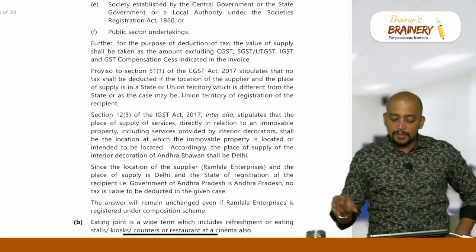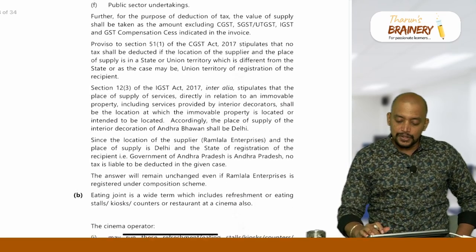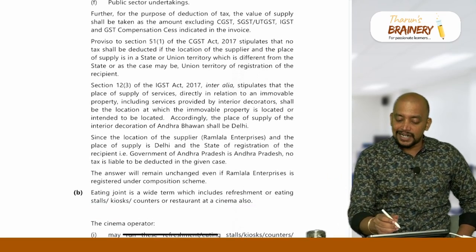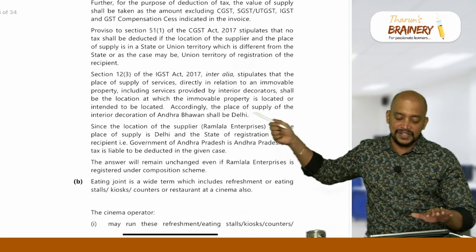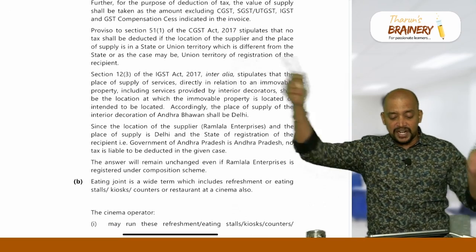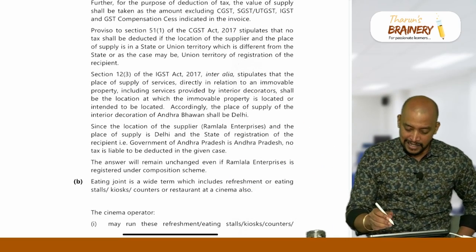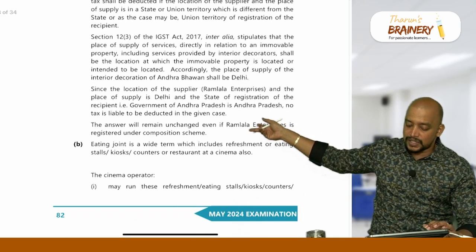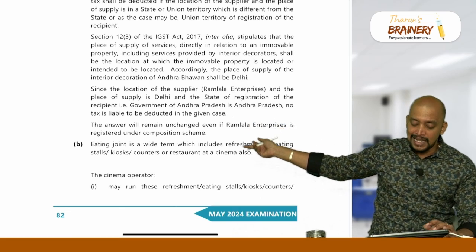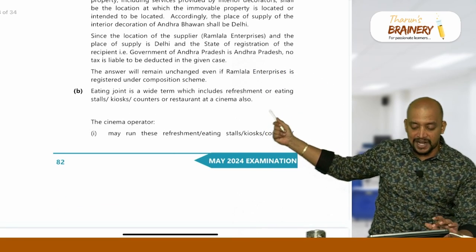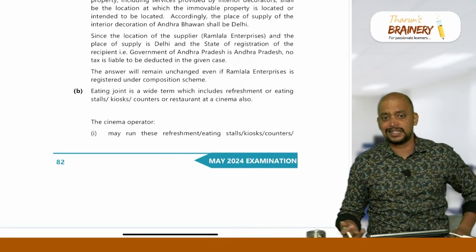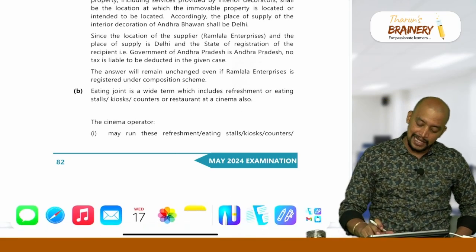Further, for the purpose of deduction, they have given no tax shall be deducted if the location of supplier and the place of supply is in a state which is different from the state of recipient. Therefore, in this case, TDS will not be applicable. The answer will remain unchanged even if Ramlala Enterprise is registered under composition scheme.